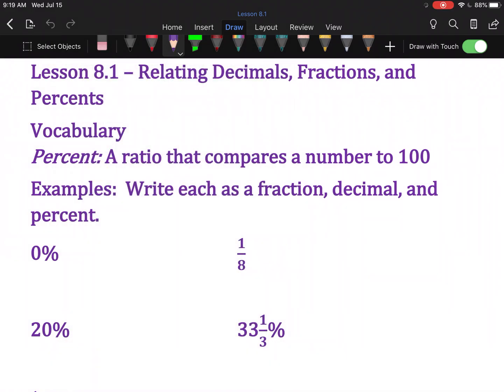Chapter 8 is going to be all about percents. So we're going to start with converting between decimals, fractions, and percents, which we've done all before. A percent is just a ratio comparing a number to 100. So we're going to write numbers in all three forms: fractions, decimals, and percents.